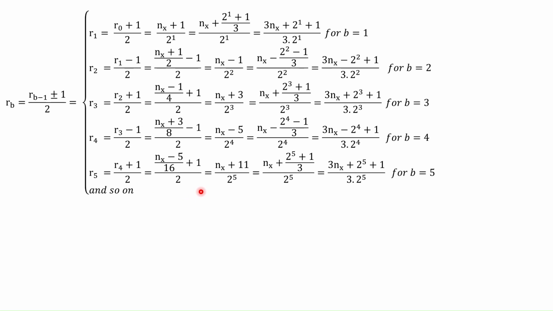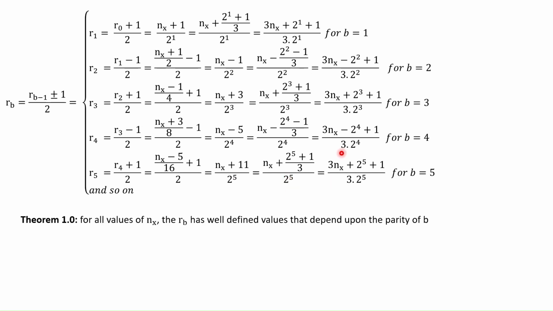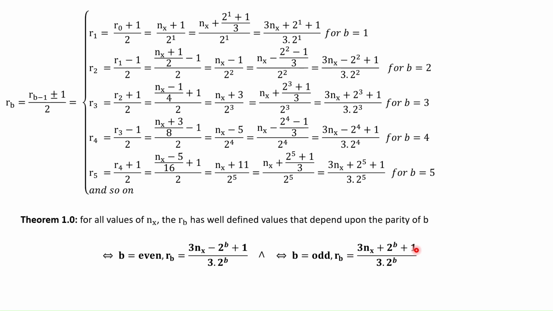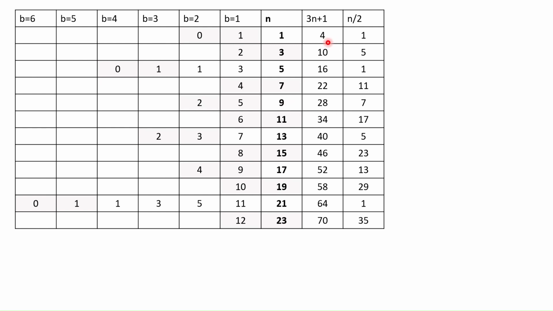In theorem 1 we basically just establish that the fact is true. I'm not going to be sharing the proof for it. If you are interested, you can look at the written paper. Now for all values of nx, RB has well-defined values that depend upon the parity of B. If B is even, it behaves in a certain manner. If B is odd, it behaves in a different manner. The proof is there in the paper if you are interested. I just wanted to give you an overview.